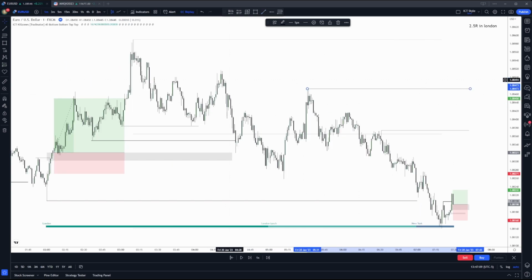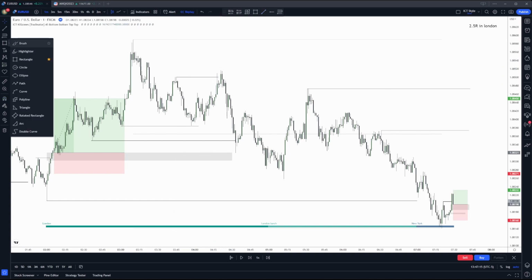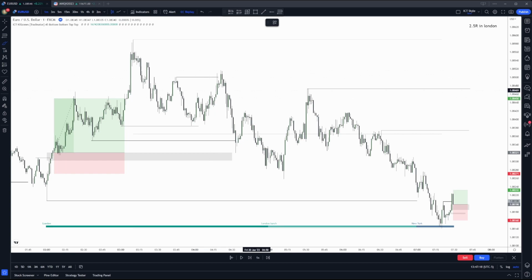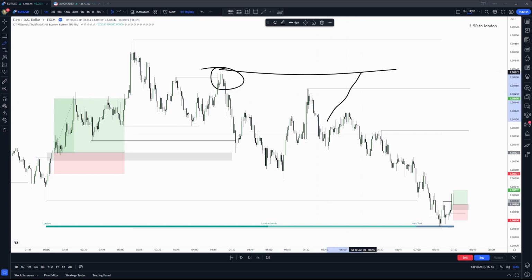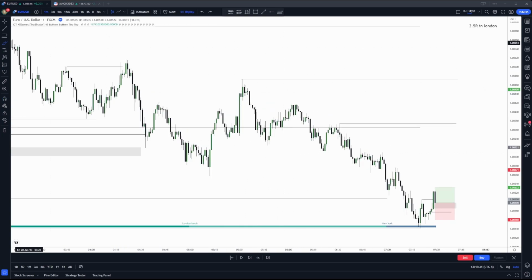And why this level and not this level? As we can see, this high actually swept that previous high, which according to my data means that this high is likely to be protected. So what could happen is that price could possibly tap into that level and then return. It would just not touch that high, and that's why I would target the one below it.